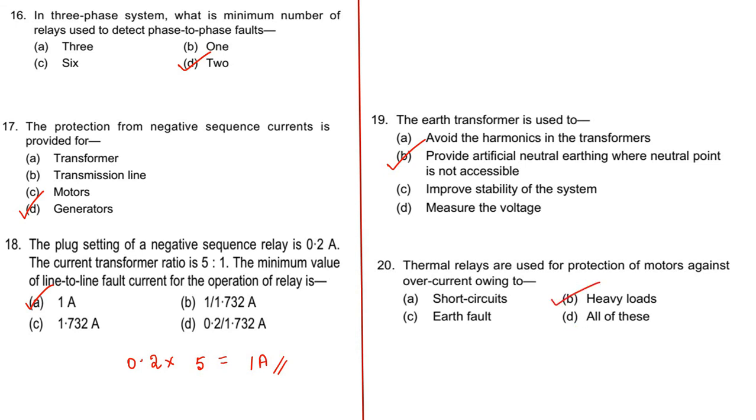Heavy loads. Thermal relays are used for protection only for low voltage AC and low voltage DC motors. They can measure overloading faults which are around 7 times the full load current. They cannot sense the heavy current which occurs in short circuits and earth faults because the element will burn before it senses. So heavy loads is the correct answer.